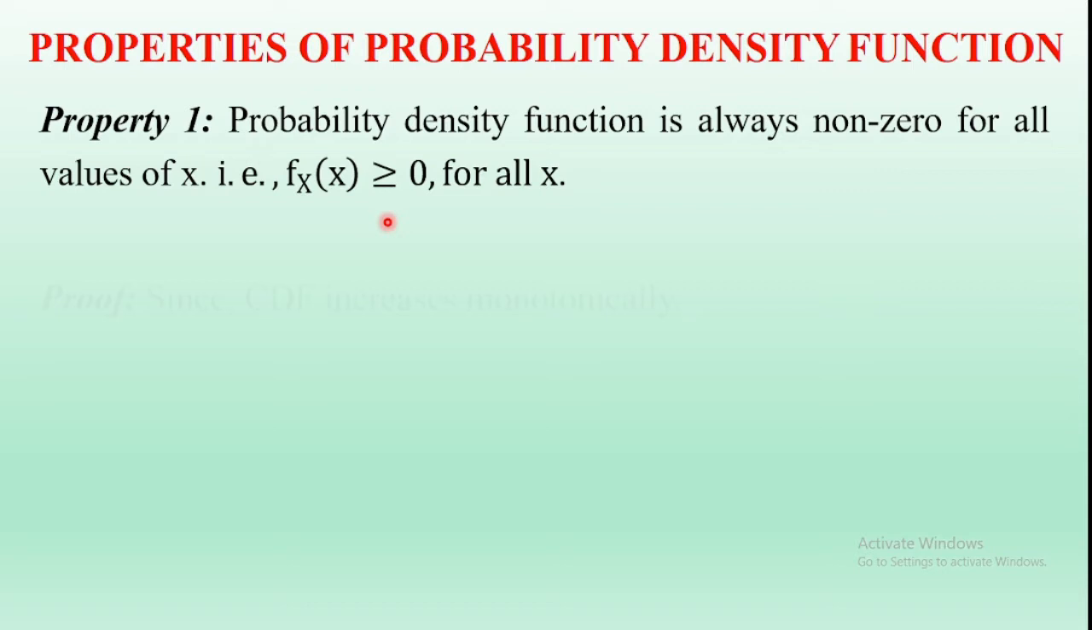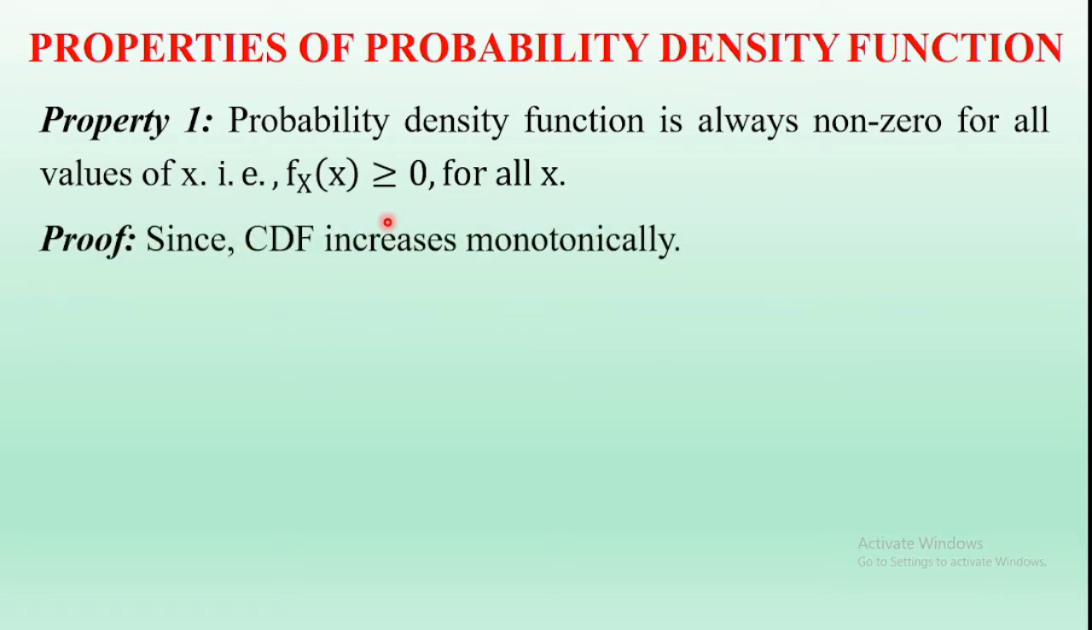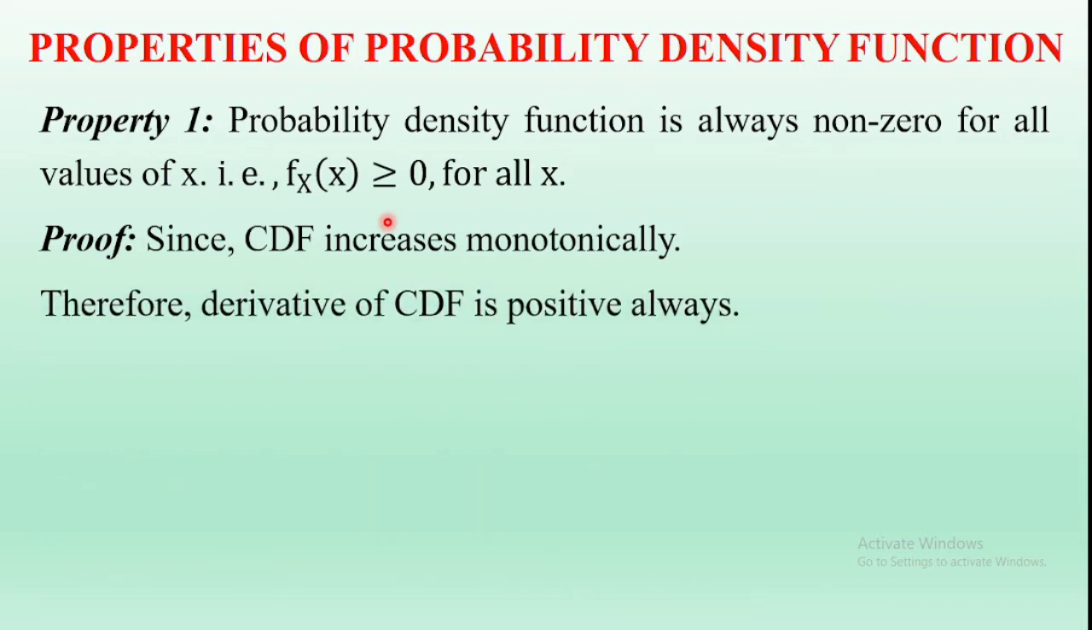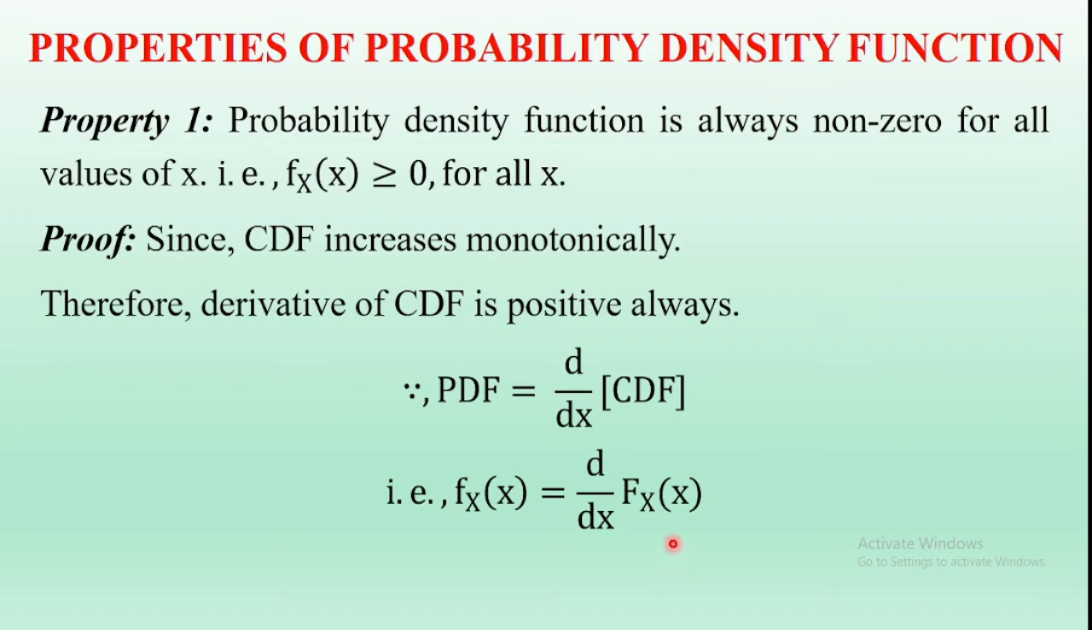Next, coming to the proof of the first property. According to the definition of the probability density function, the probability density function is the derivative of the cumulative distribution function. The derivative of the cumulative distribution function, or the probability distribution function, is always positive. Therefore, the probability density function is always greater than or equal to 0. That is, fX(x) is greater than or equal to 0 for all values of x. And this is the first property and proof.